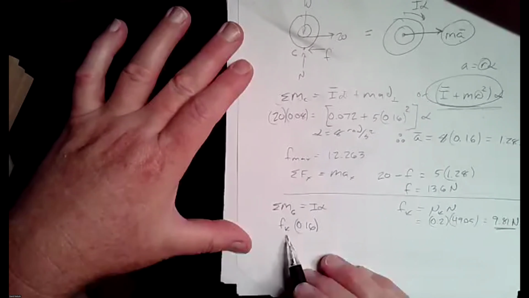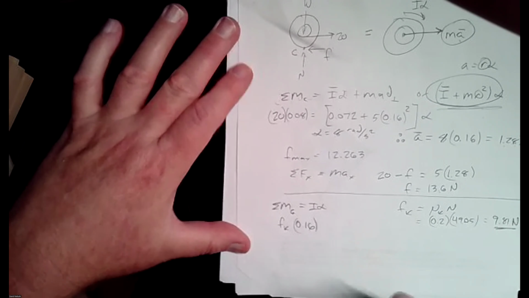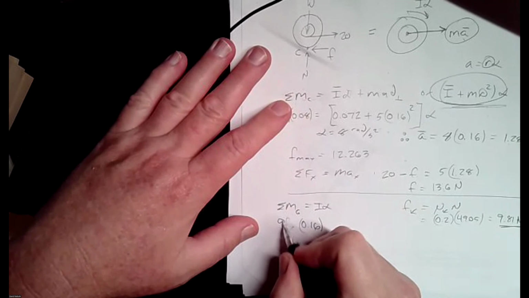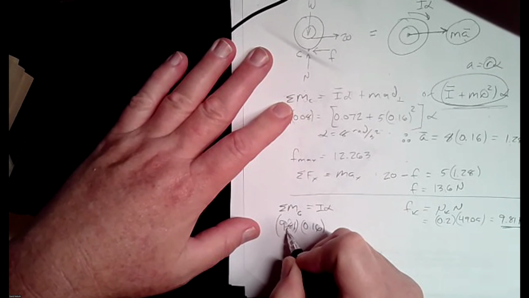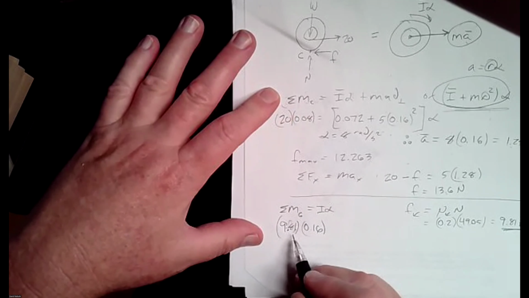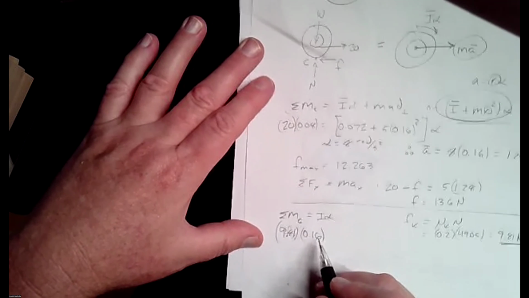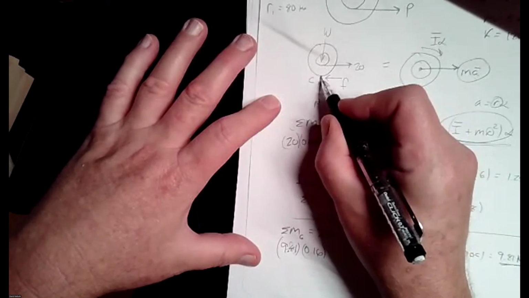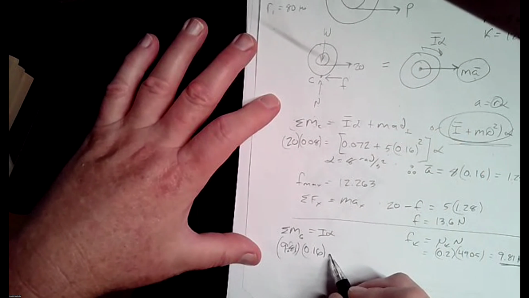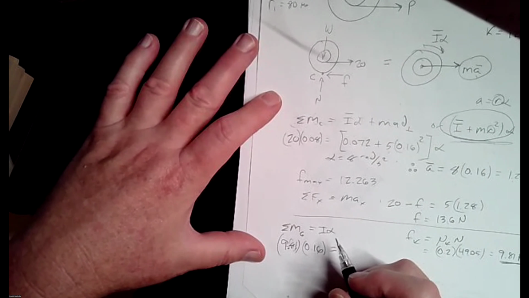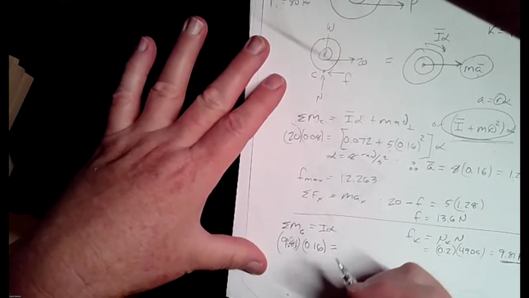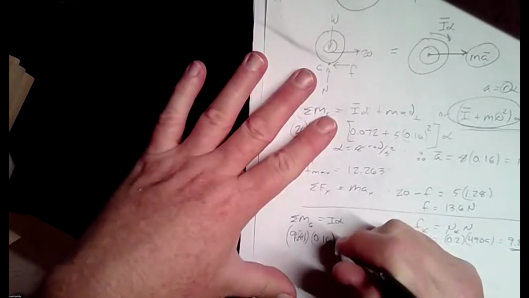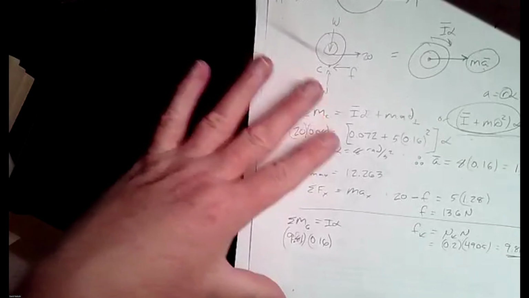So we have this. So I guess I could rewrite this as 9.81 newtons, not gravity, times 0.16. That's our moment about G. And that's at the point down here. That's the only thing we have. And that equals, oh, sorry, I just left something out.